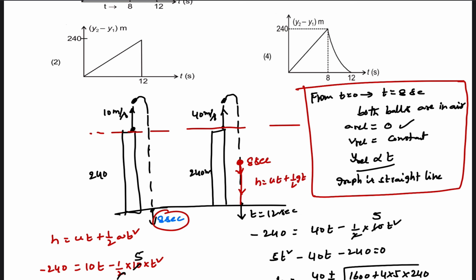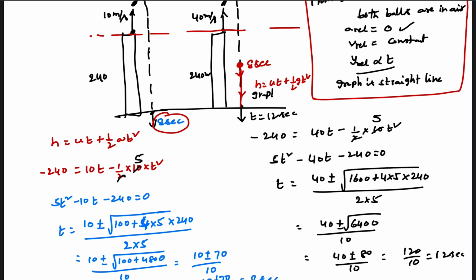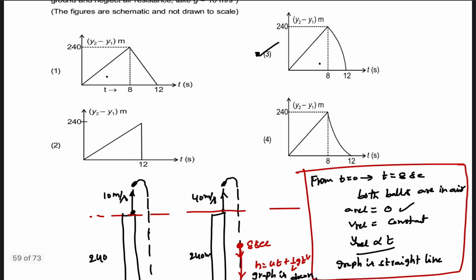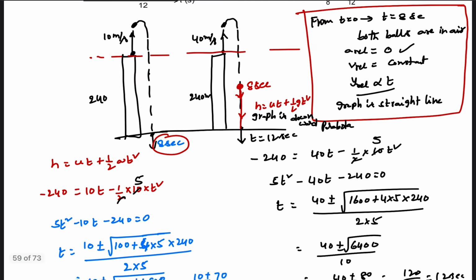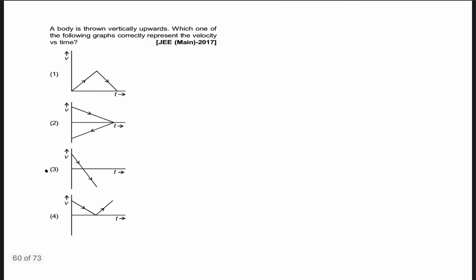Whenever it is falling down, we can say h is equal to ut plus half gt square. That formula is there. Now h is proportional to t square. As h is decreasing and proportional to t square, the graph will be a parabola, a downward parabola. So which graph is showing the downward parabola? The third graph is showing 8 to 12. Okay, observe this carefully.